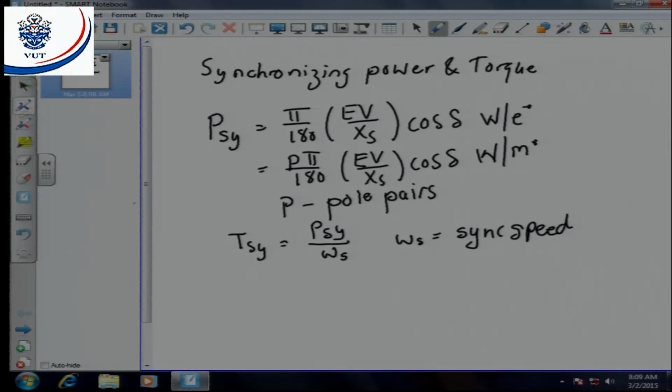If the armature resistance is not neglected, PS is equal to EV over ZS cos beta plus delta times d delta, where beta is the internal impedance angle.